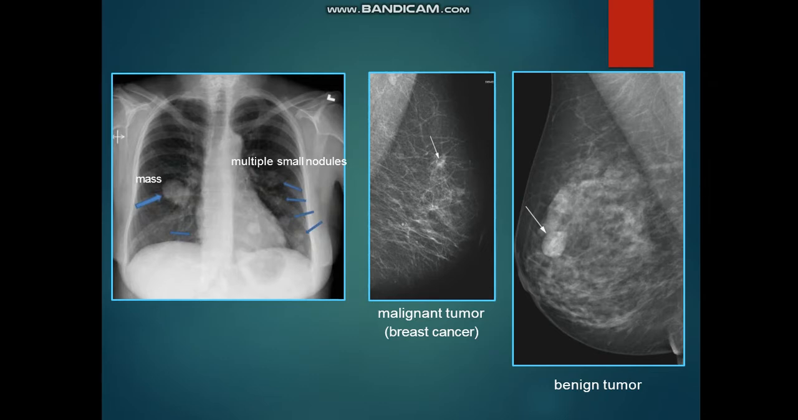Okay, in this picture you can see different types of X-ray imaging. For example, on chest X-ray you can see a mass in the right parahilar region and multiple small nodules of the left lung. There's lung cancer and metastasis. Or this mammography, that's X-ray investigation of the breast, mammary gland, and you can see a typical image of a malignant tumor and a benign tumor.